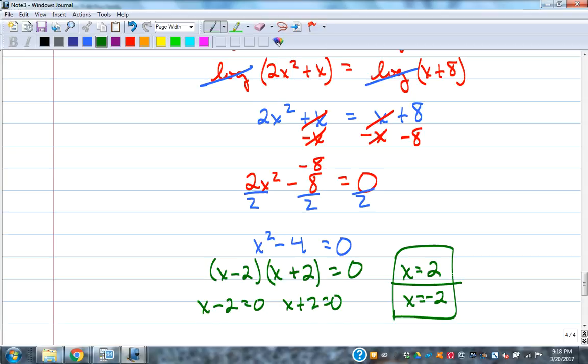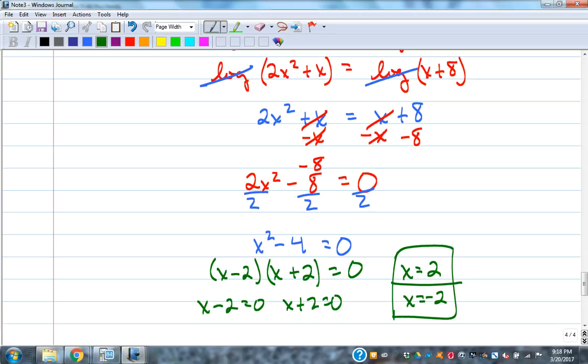Going back to the original, what kind of numbers can I not take the log of? Negative numbers. We're dealing with log base what at the top of the original problem? It's log base 10. I can't take 10 and raise it to an exponent and make it turn into a negative number. That's the reason I can't take a log of a negative.